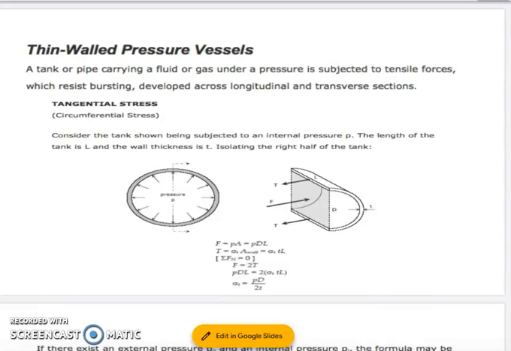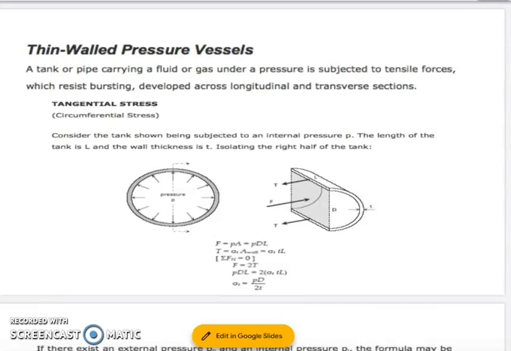So our discussion is on thin-walled pressure vessel. A tank or pipe carrying a fluid or gas under a pressure is subjected to tensile forces which resist bursting developed across longitudinal and transverse section. For this illustration, we have a figure. You have a tank that is carrying a gas or fluid that is under pressure denoted by P, and that is subjected to tensile forces denoted by T and a bursting force denoted by F.